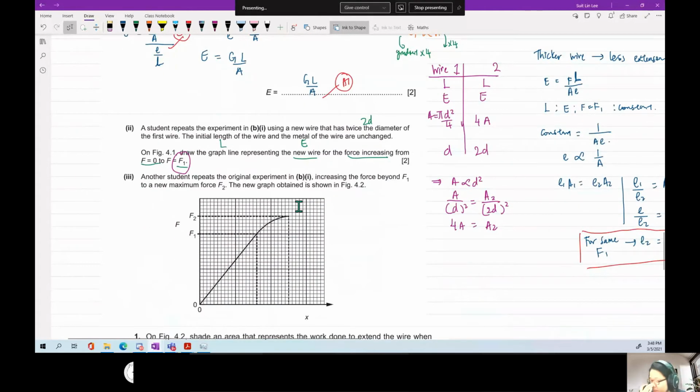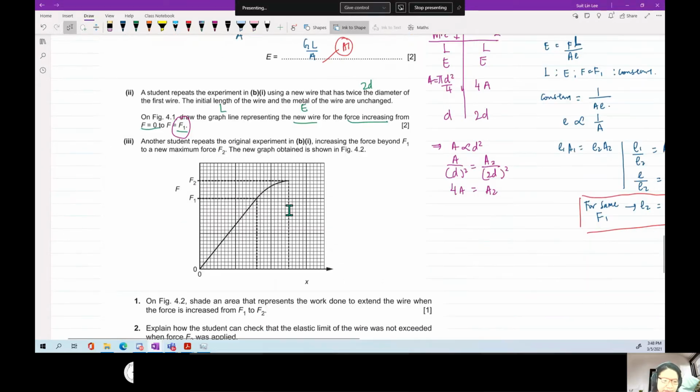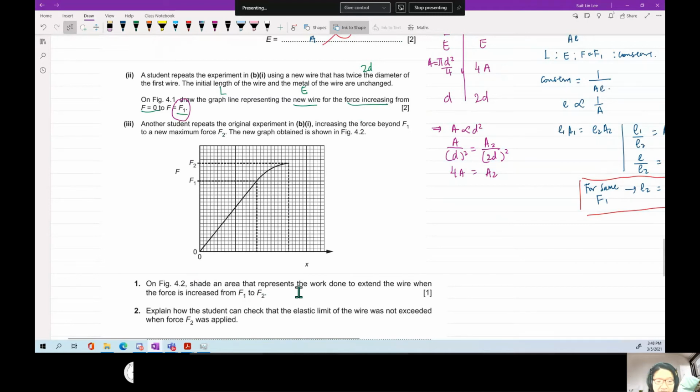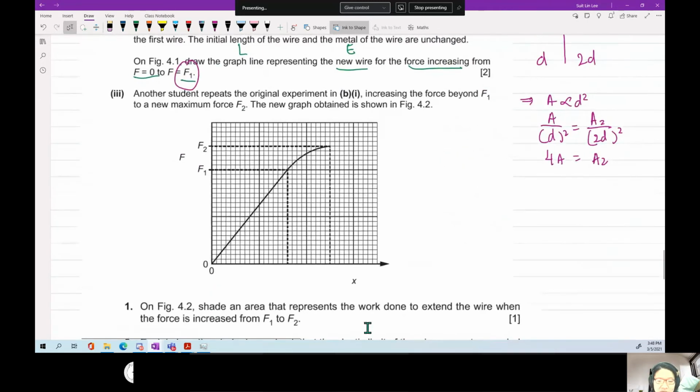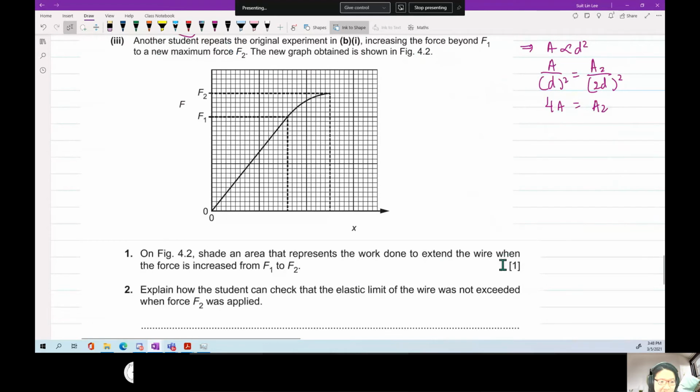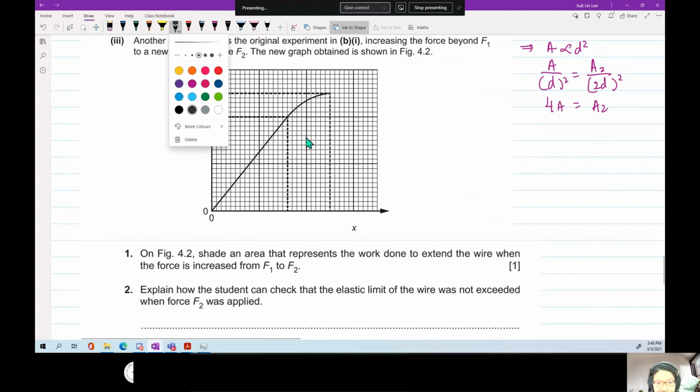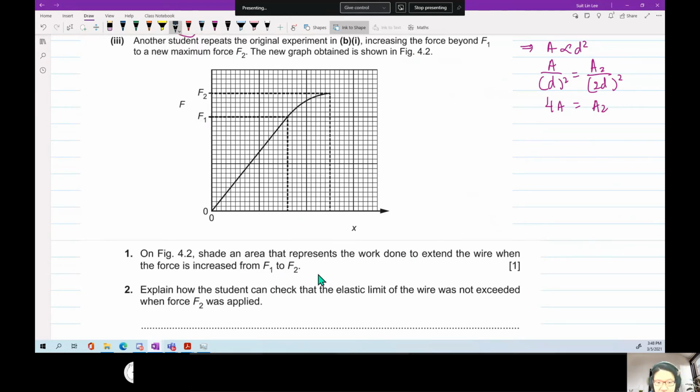Okay? Part 3. Another student repeats the original experiment, but he doesn't stop at F1. He increased the force some more until he get this curvy graph. On figure 4.2, shade an area that represents the work done to extend the wire when the force is increased from F1 to F2. So it's still area under the graph. So during the exam, you take out your pencil. So I'm going to pretend I have a pencil here. Okay, and you want to shade the area that represents the work done from F1 to F2. So this is the area.